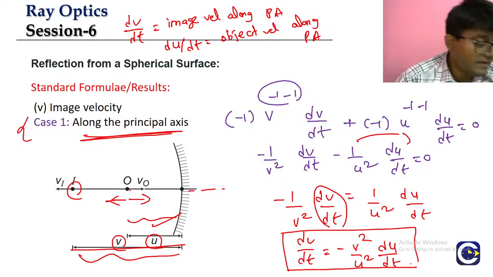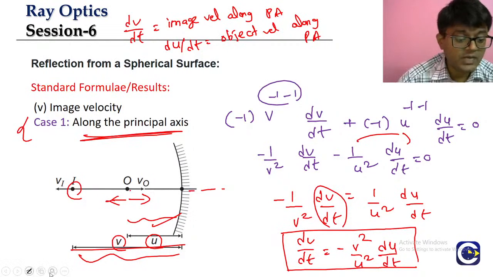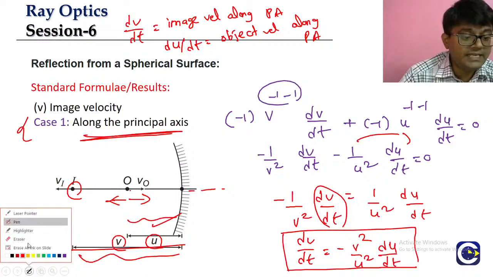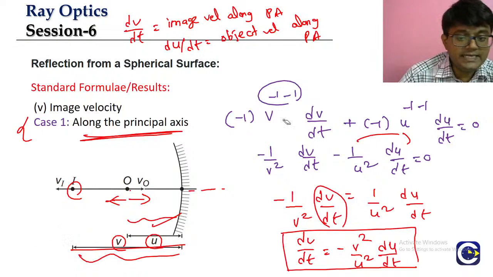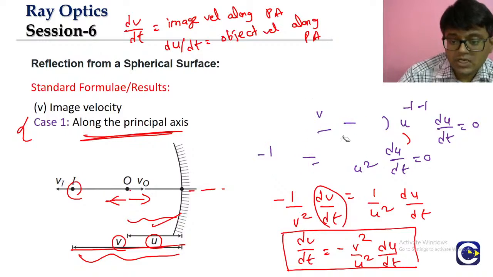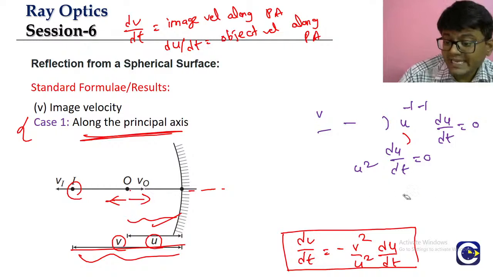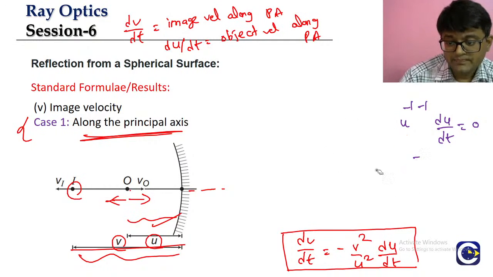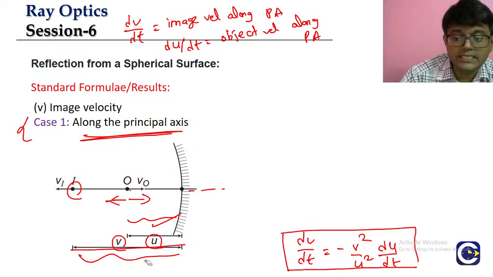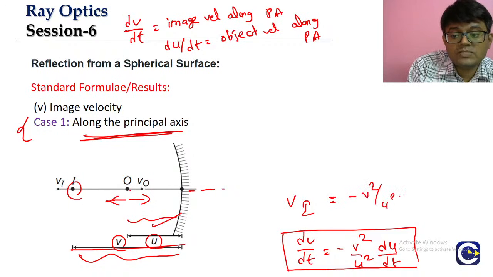So what is the formula? Maybe you can just make a note of it. dv by dt, what is this dv by dt? It is the image velocity along the principal axis, which is equal to minus v square by u square into du by dt. What is du by dt? The object velocity along the principal axis. So look at this: the velocity of the image along the principal axis will be equal to minus v square by u square into the object velocity along the principal axis.